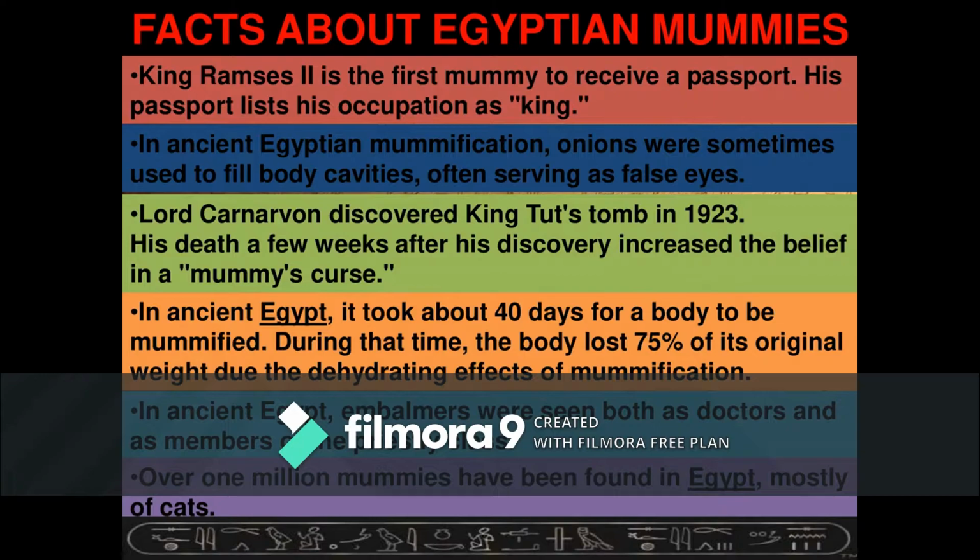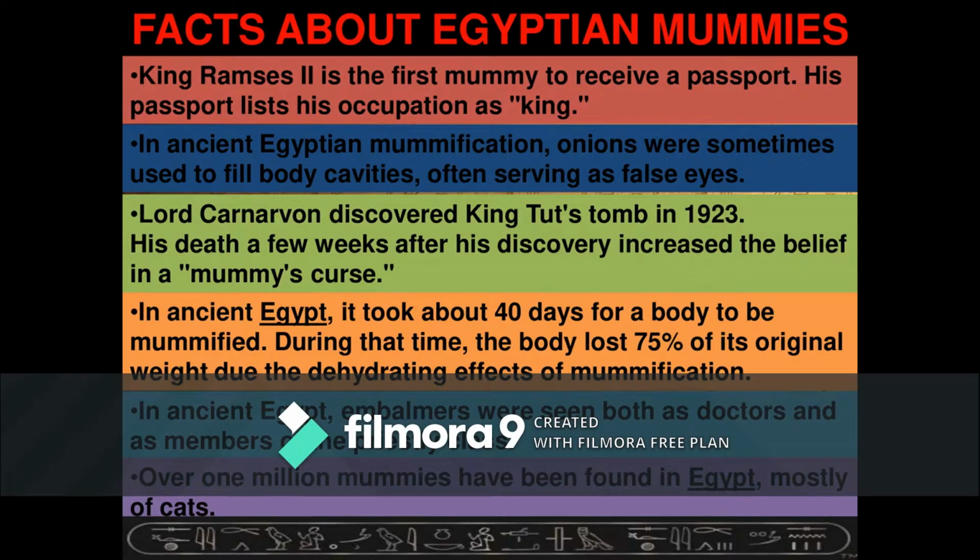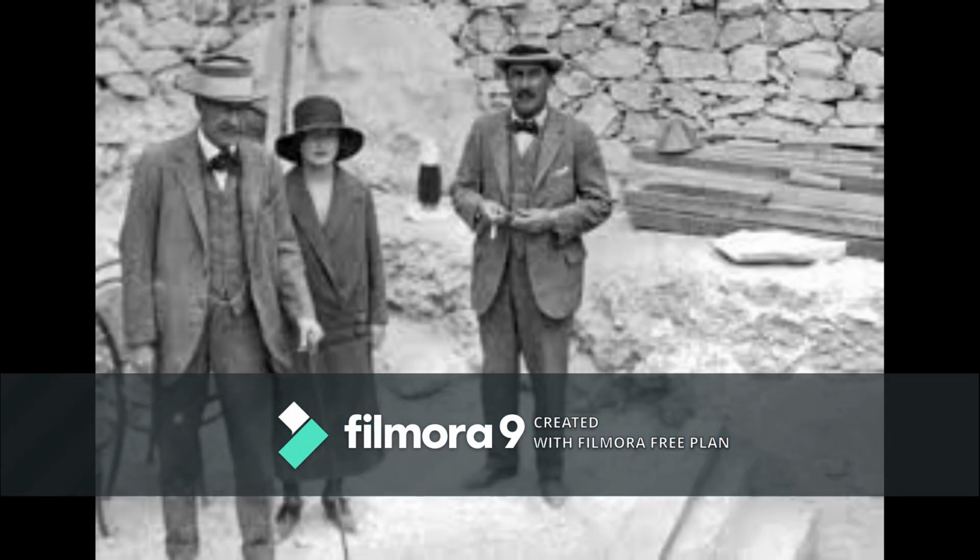King Ramses II is the first mummy to receive a passport. His passport lists his occupation as king. In ancient Egyptian mummifications, onions were sometimes used to fill body cavities, often serving as false eyes. Listen to this one. Lord Carnarvon discovered King Tut's tomb in 1923. His death, a few weeks after his discovery, increased the belief in a mummy's curse.